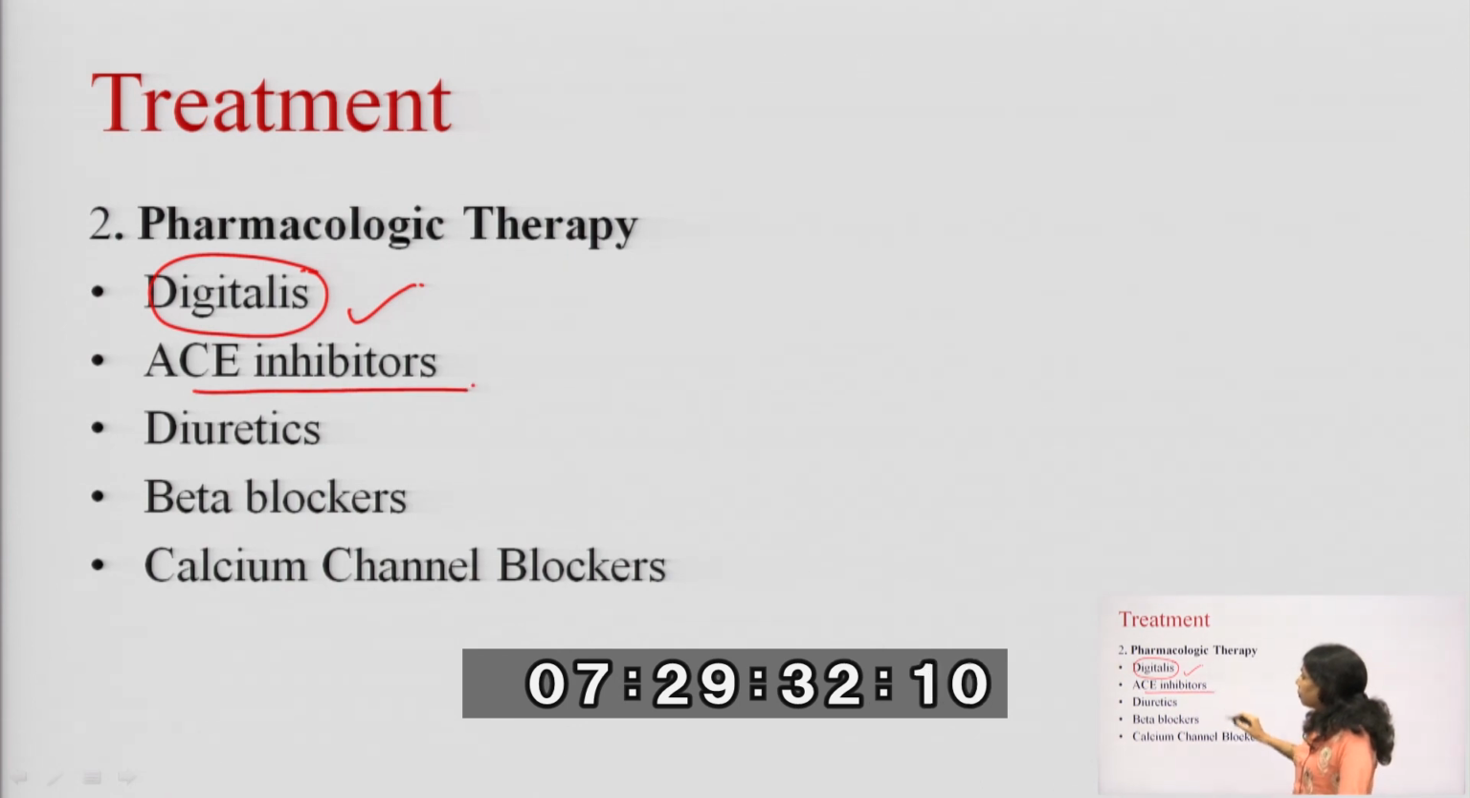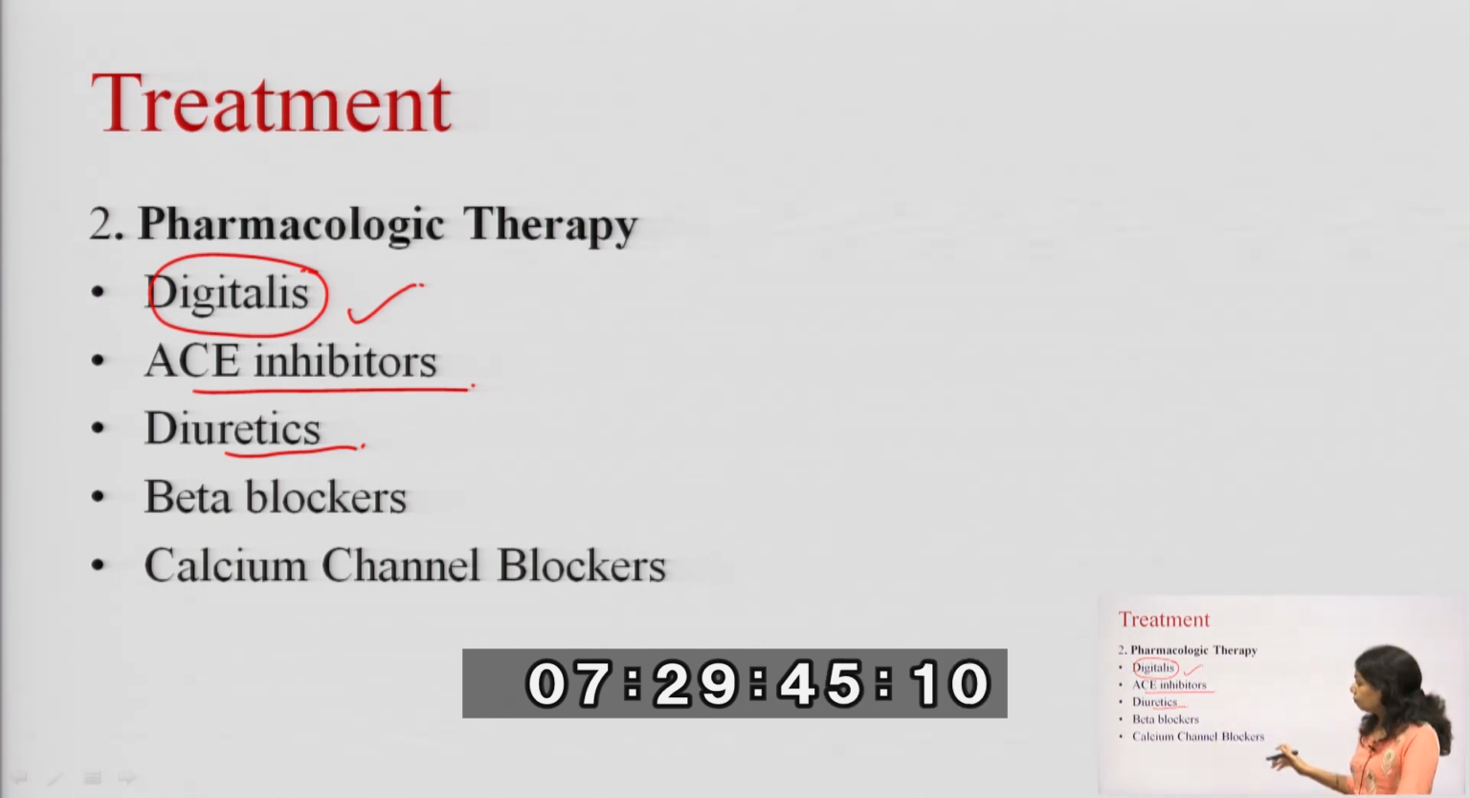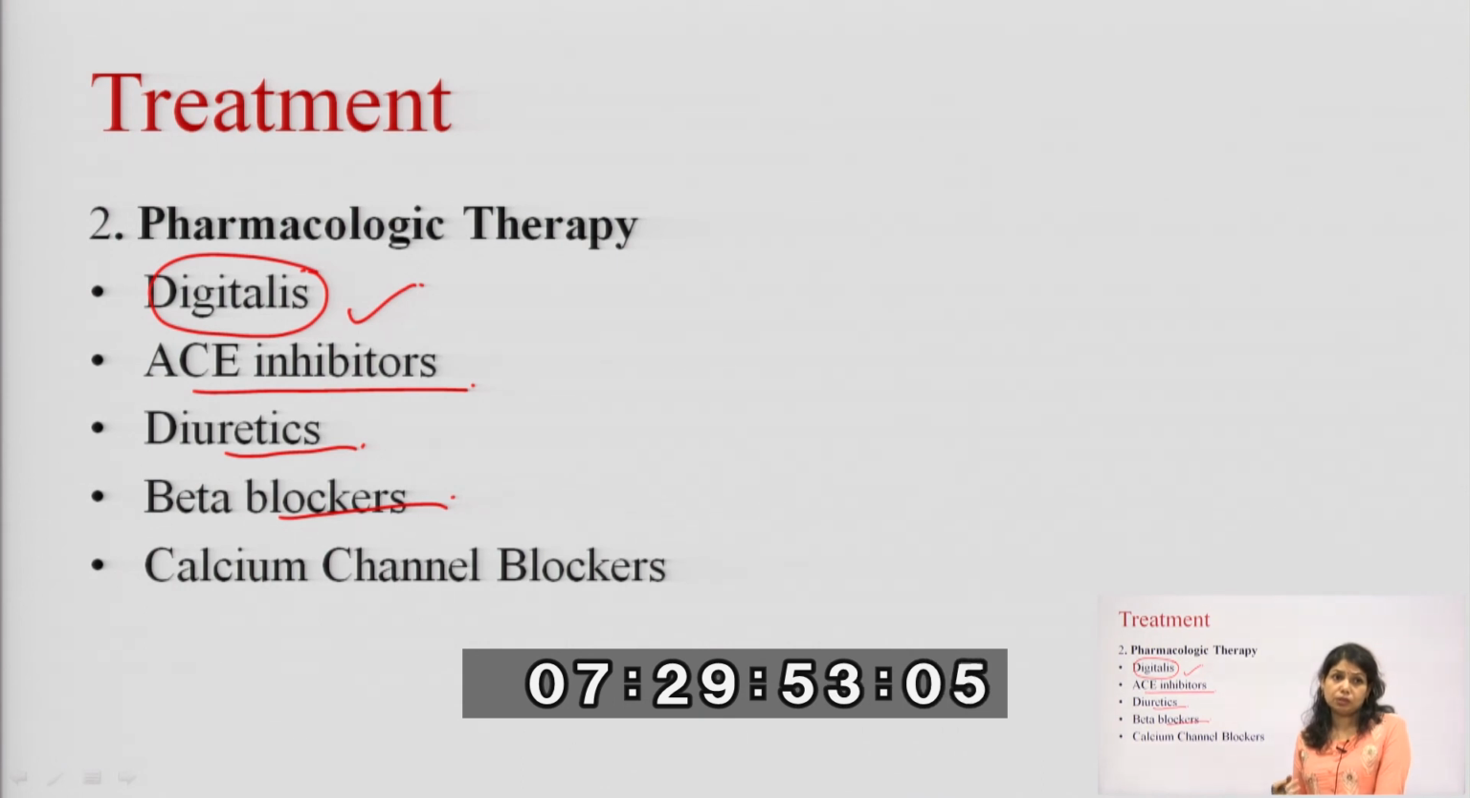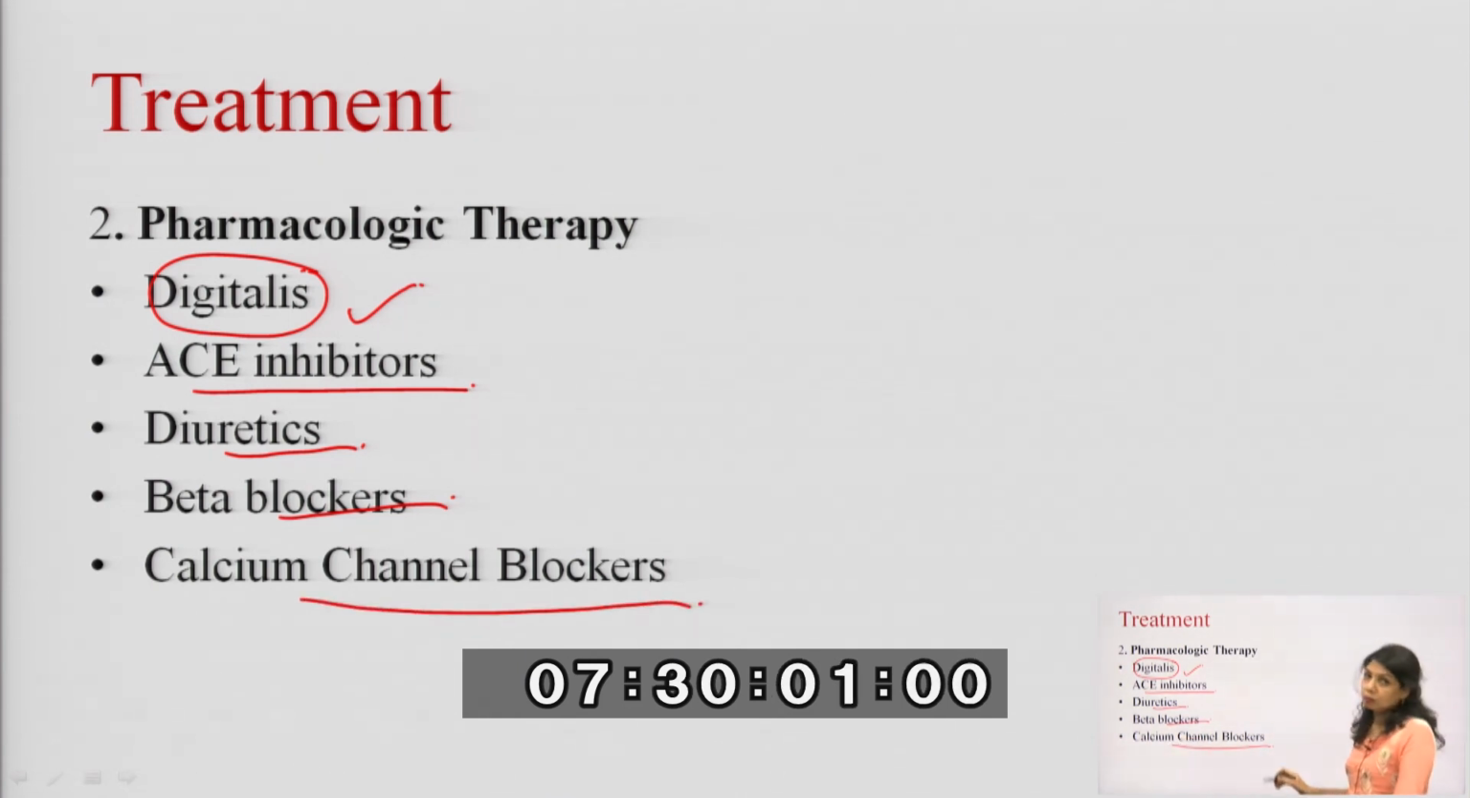Then ACE inhibitors, angiotensin converting enzyme inhibitors, we have to give. Then diuretics, which increase the flow of urine. Beta blockers we have to give, because they cause a decrease in the heart rate. And then finally the calcium channel blockers. So, this is the pharmacological therapy that we have to give for the treatment of congestive heart failure.